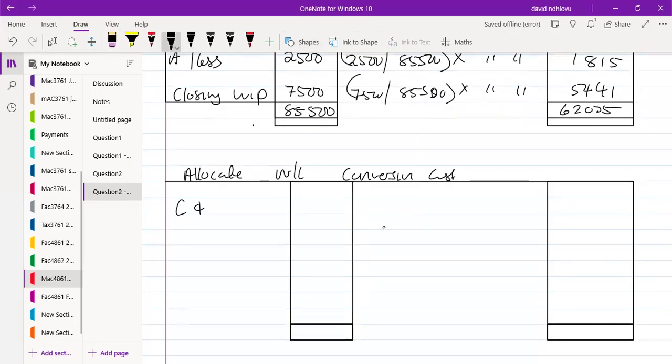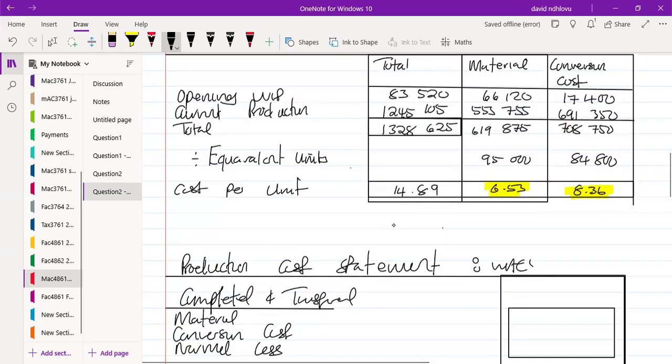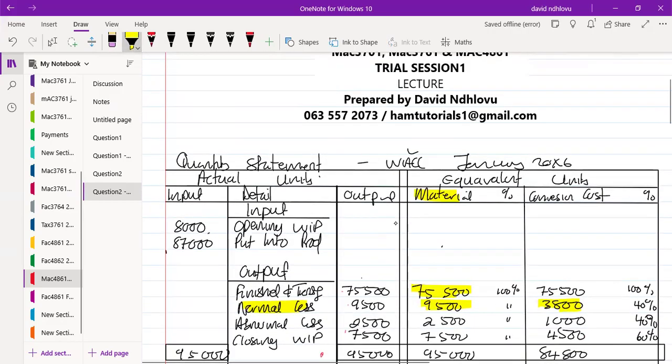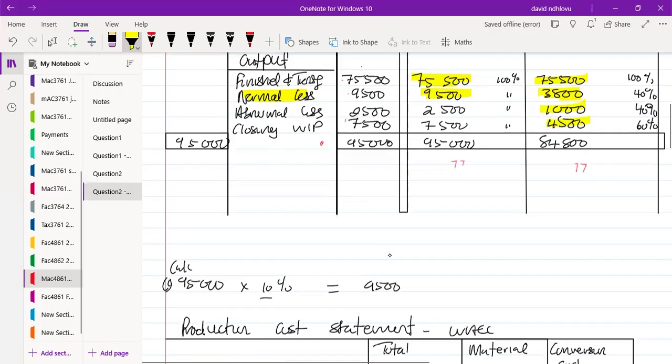Right, so completed and transferred, abnormal loss, and then the closing WIP. Now I go and check these figures based on conversion costs. So I still have 75,500, but I've got 3.8 and so I've got 1,000. So 75,500, 1,000 and 4.5.